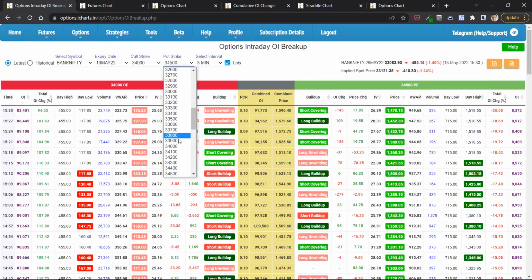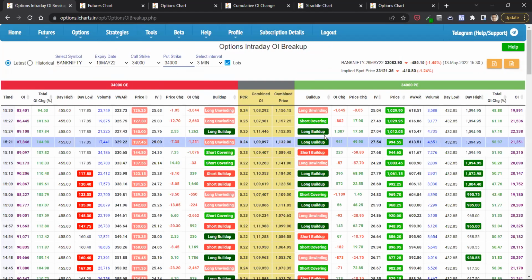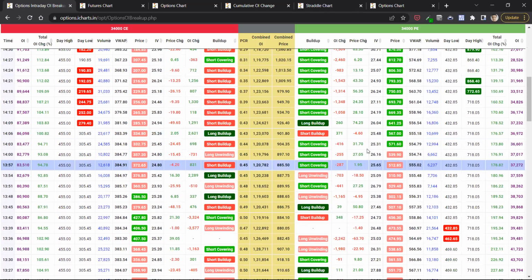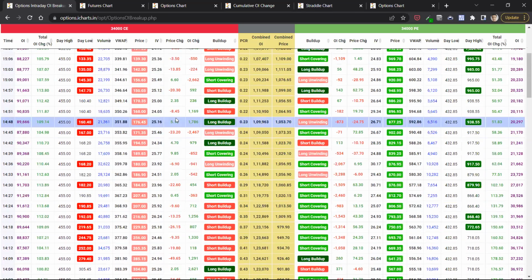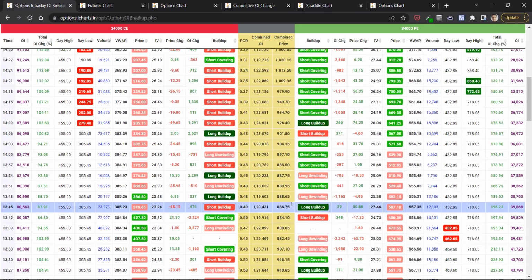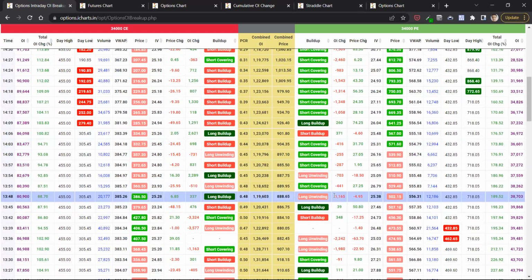At the money, this is what we would generally look at. On that day, sir, 34,000 was the make or break level. So if we analyze the CE and the PE of 34,000, it was the make or break level. It was also the at the money level, and this really gave a very good indication over here.